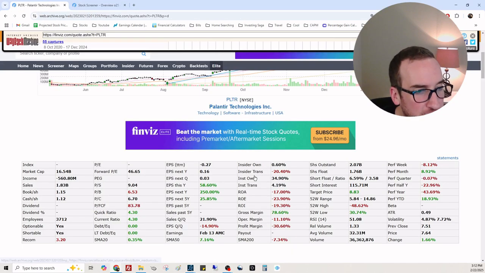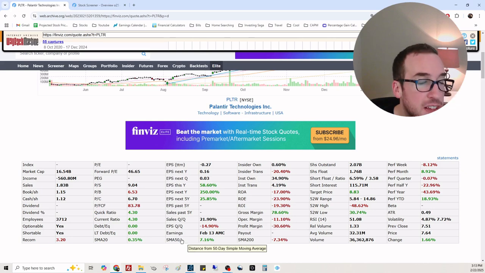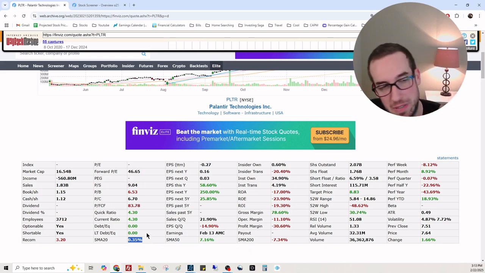Insider ownership, insider transactions. Insiders own not even 1%. They were selling the stock. Take it to the limit. The stock price was over the 20 SMA. That just happens to be a happenstance. I don't really care about that.